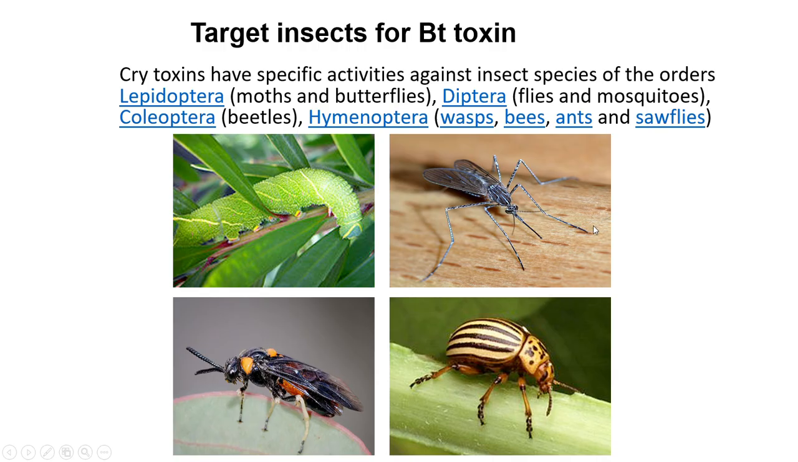So this slide is just to show you that BT toxin can target different types of pests, and they are highly specific also. Just like the Israelensis strain will kill only mosquitoes, it won't kill any moths or butterflies. So they are highly specific proteins.